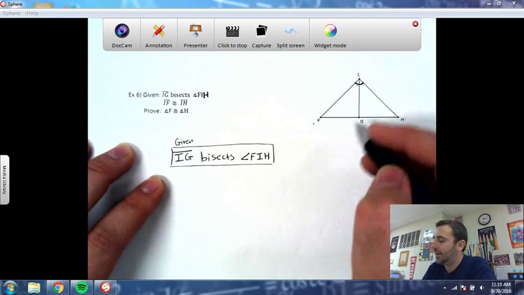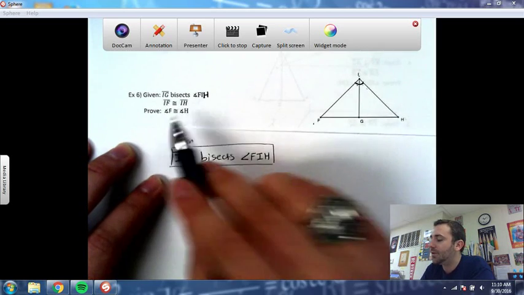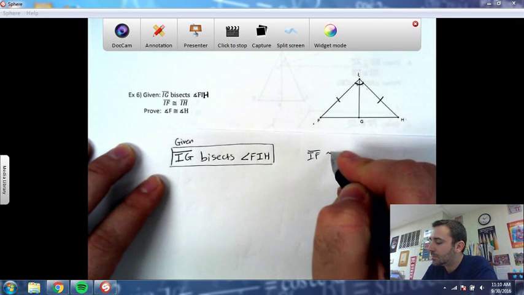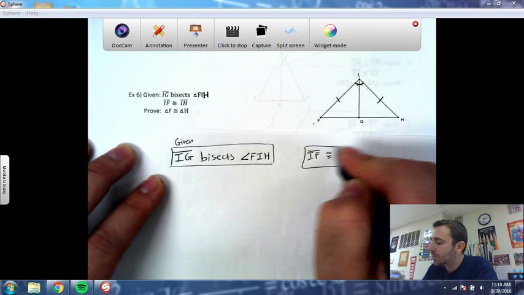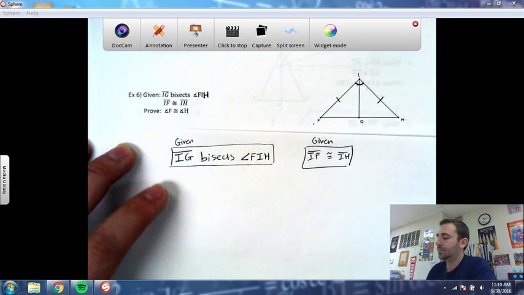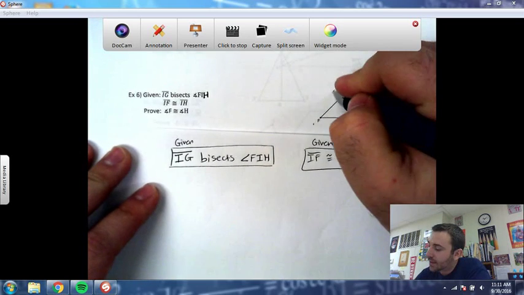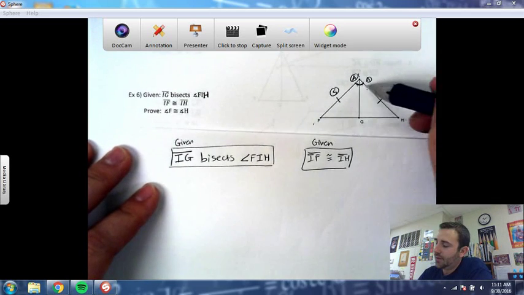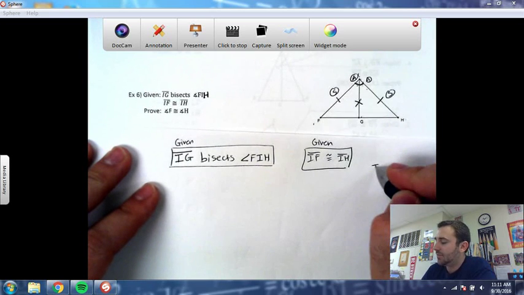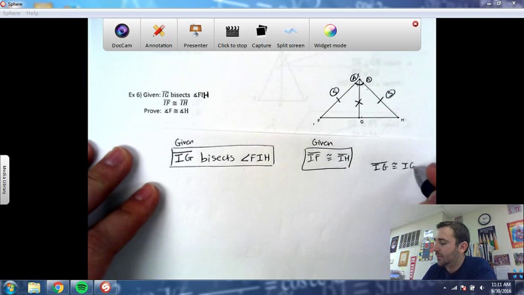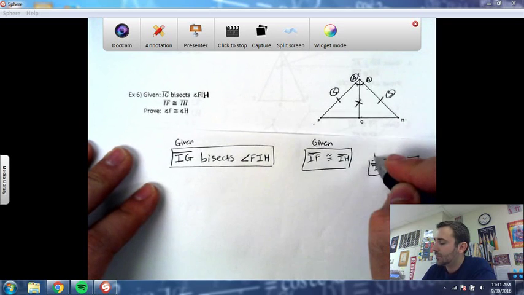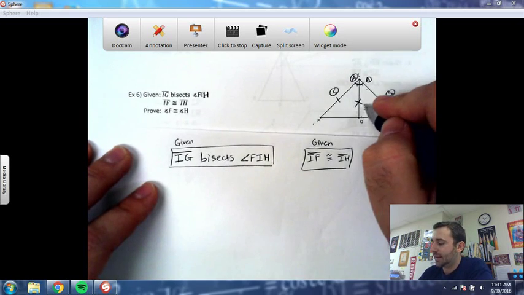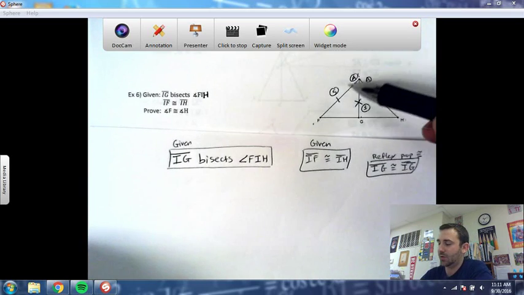And I also have IF is congruent to segment IH. So then I would need to look and see what else I know. So again, make sure we're taking inventory. We have our sides, we have our angles. I also know that IG is congruent to itself by the reflexive property of congruence. And so there is my last angle or side pair that I need for side, angle, side.